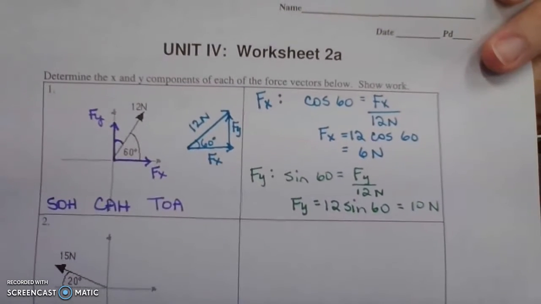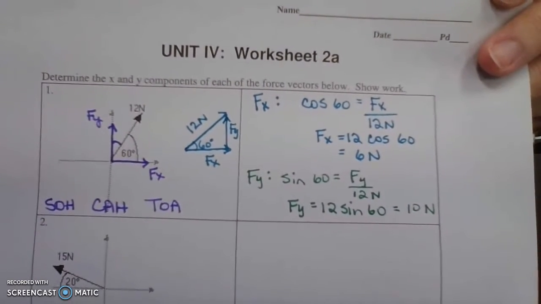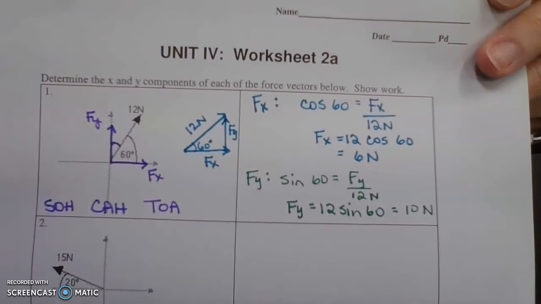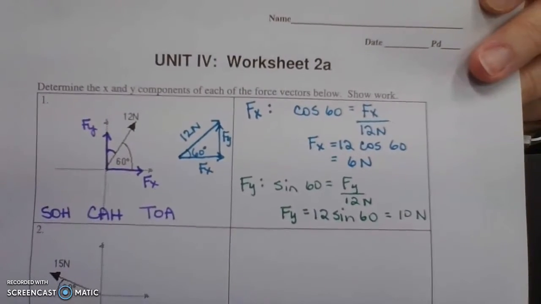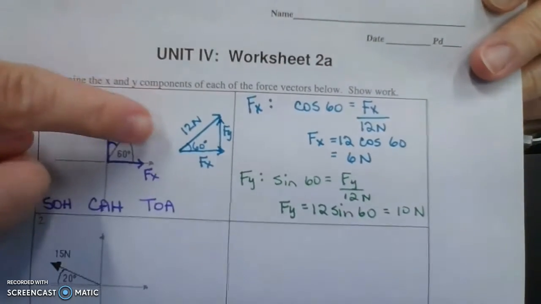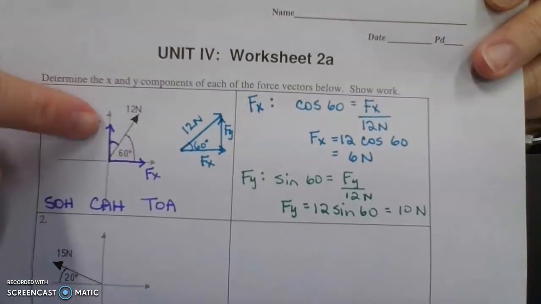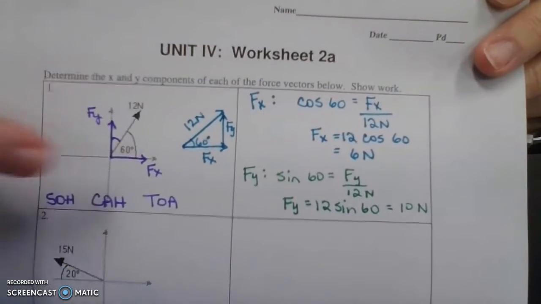This is the first problem that's worked out on the front side of worksheet 2A. You can see over here on the left side there is a 12 Newton force that's given, but it's at an angle. It points a little bit to the north and a little bit to the east. And so what you're going to have to do is split this into an Fy component and an Fx component.